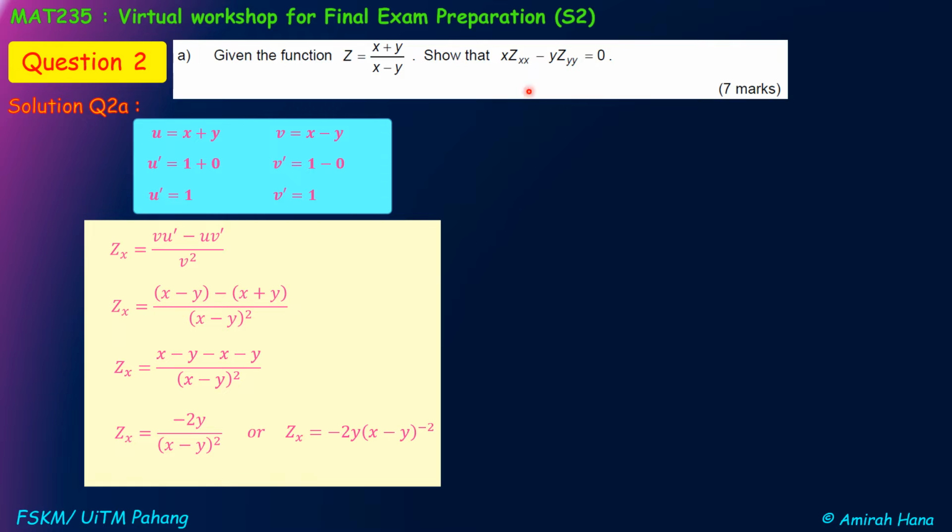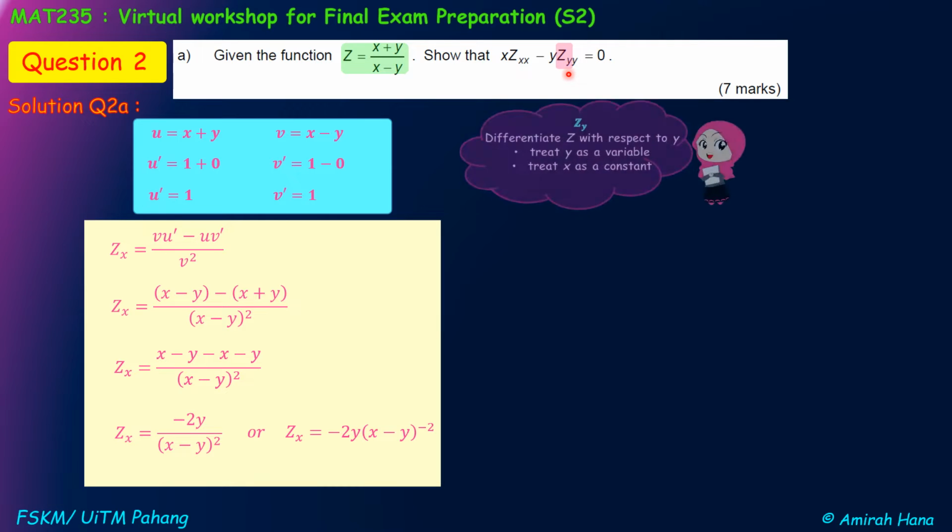So this is our zx, right? After we find zx, we need to find zy, right? To find zy, from z equals x plus y over x minus y, we differentiate with respect to y.